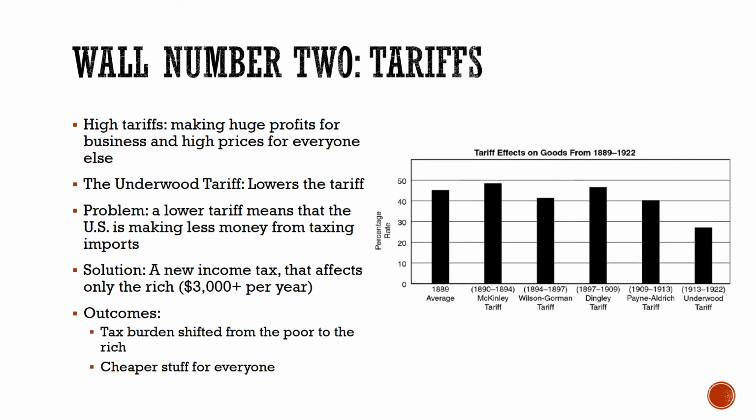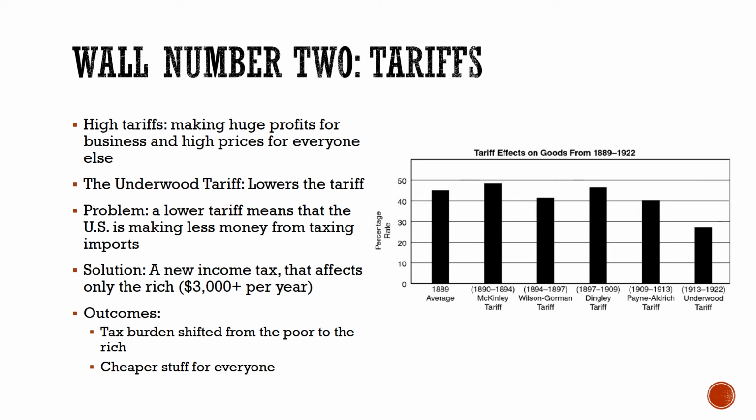Second, wall number two is the tariff. So up until Wilson, there had been about 20 years of super high tariffs. Beginning with the McKinley Tariff in 1890, tariff rates were around 50%. What that meant is if something came in for $1 from England or France or China, it would be sold in the United States for $1.50, and the United States would keep that 50% profit. This meant that the government got a lot of money, but it also meant that big businesses in America could sell their products for more.